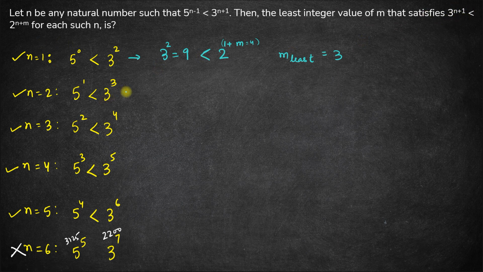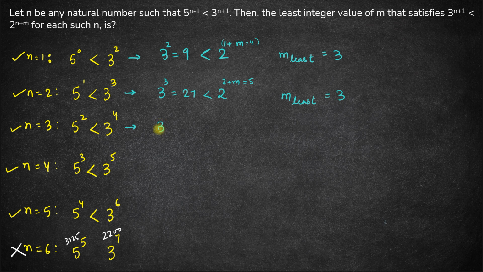In the second case, we get 3 to the power 2 plus 1 when n is 2. So the left hand side becomes 3 cube, which is 27. This should be less than 2 to the power 2 plus m. So what is the least power of 2 that will be greater than 27? The least power is 5 here. So 2 plus m should be 5. 2 power 5 is 32, which is greater than 27. So the least value of m comes out to be 3.